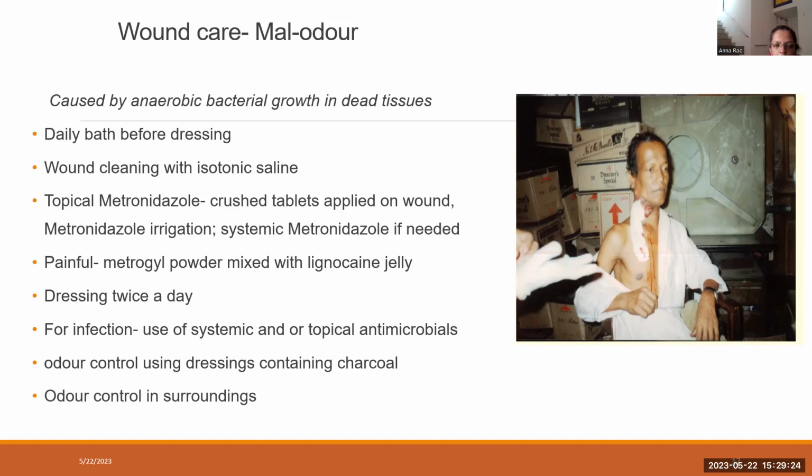For infection, what to do? Here you can give systemic antibiotics, or even topical antimicrobial agents can be applied.